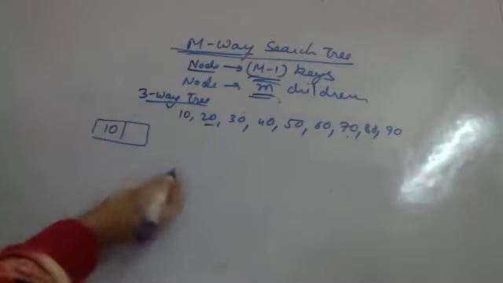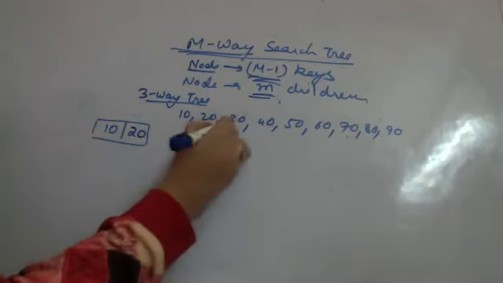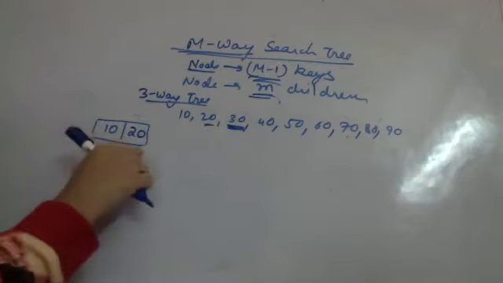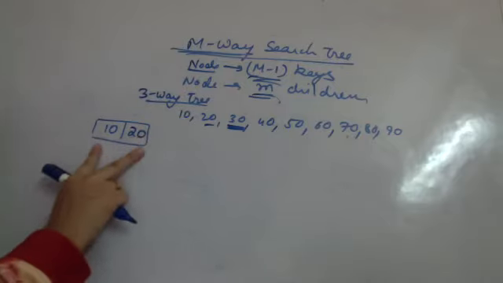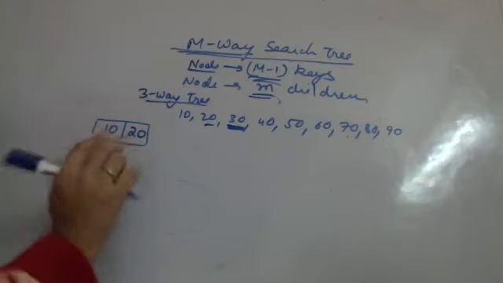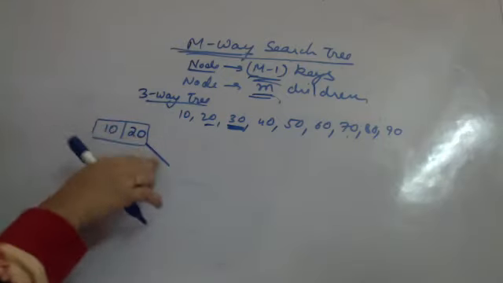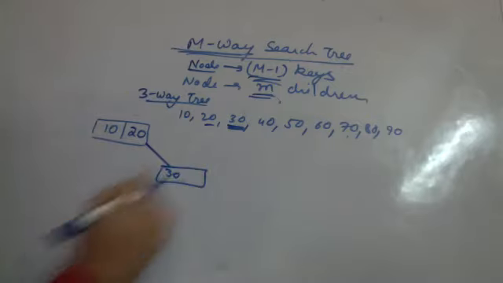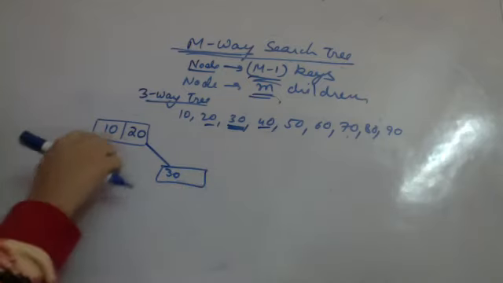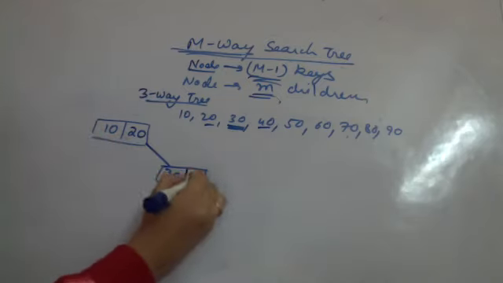I have to insert 20, the root node still has space, so 20 is inserted in the root. I have to insert 30. 30 is greater than these two, but there is no space. One node can have only 2 keys, 3 minus 1, 2 keys allowed. So I create a new node. Now it is to the right here because it is bigger than 20. And 30 gets inserted here. Then I have to insert a 40. 40 is greater than 20, greater than 30, there is space, so 40 gets inserted.